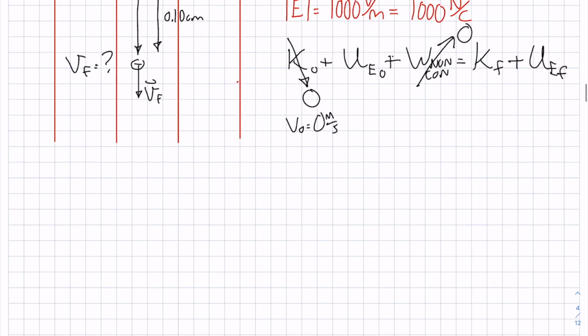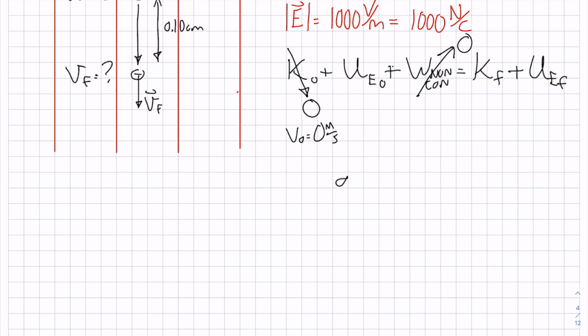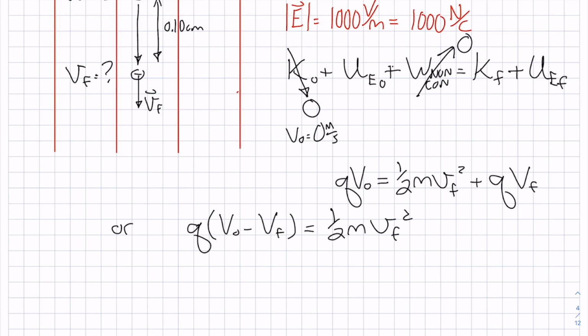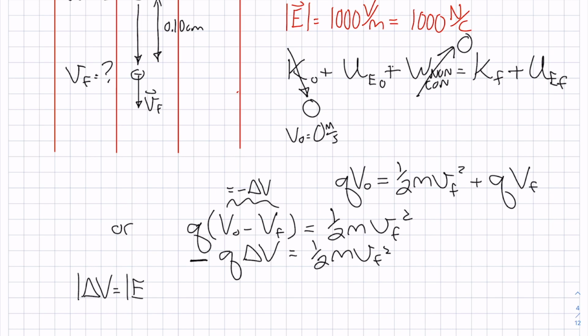Here's what we're going to do. We know that this is going to be q V naught. This is going to be 1/2 m v final squared plus q V final, or just write it like this. So this is going to equal negative q delta V. Why is there a negative suddenly in front of that? It's because q delta V is V final minus V initial, so this is equal to the negative delta V. Remember that delta V is equal to the electric field times the distance.